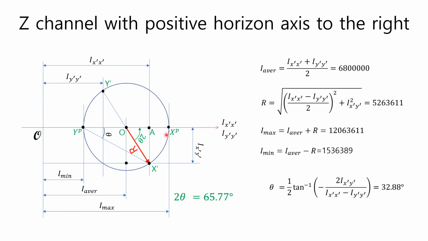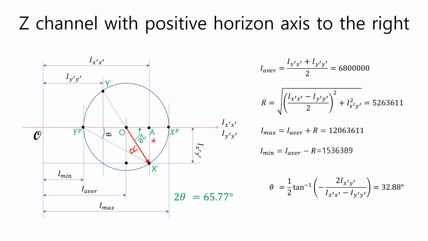The radius r of Mohr circle has direction and size. The horizontal component of point X prime, which is the end point of radius r, represents the second moment of area with respect to horizontal axis. And the vertical component represents the product moment of area. Y prime represents the second moment of area with respect to the vertical axis.